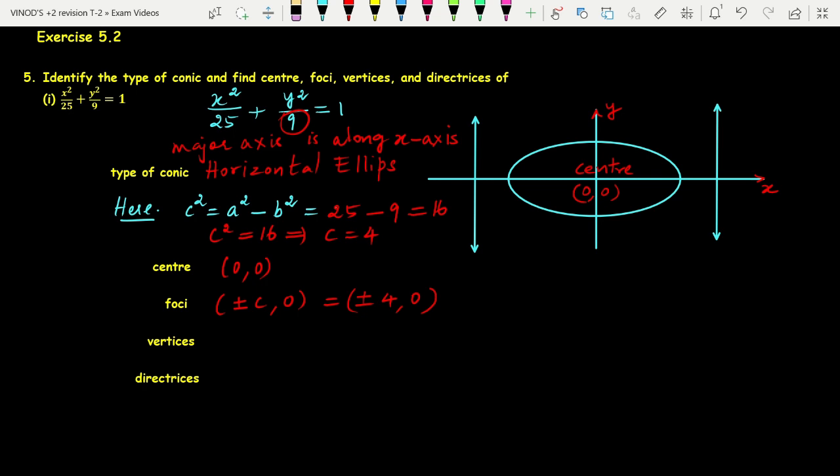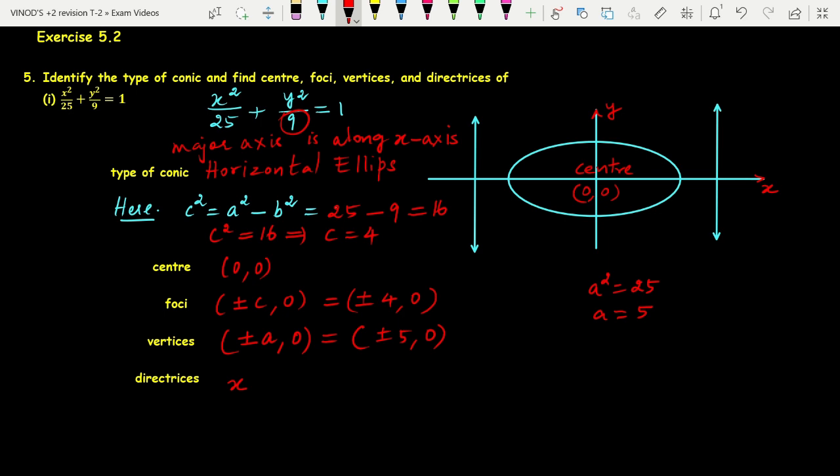Now we have to find the vertices. The coordinate for vertices is plus or minus a, 0. What is your a value? Because a square is equal to 25, a is equal to 5. So the coordinate of vertices is plus or minus 5, 0.